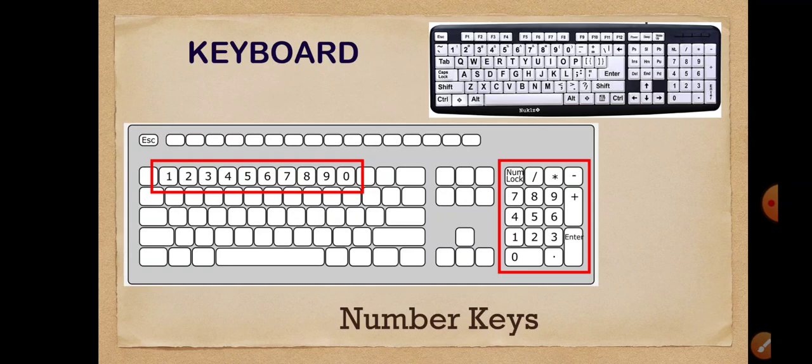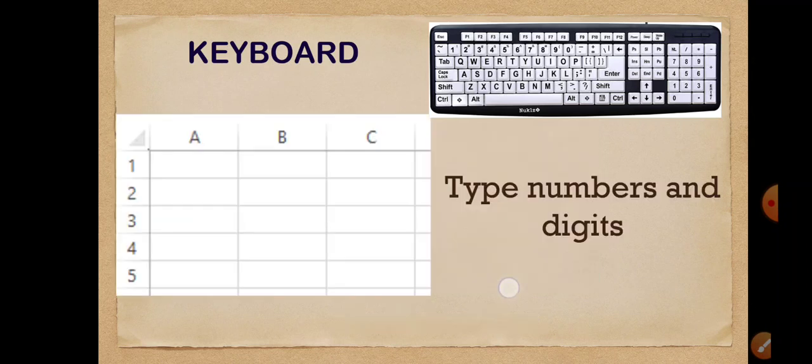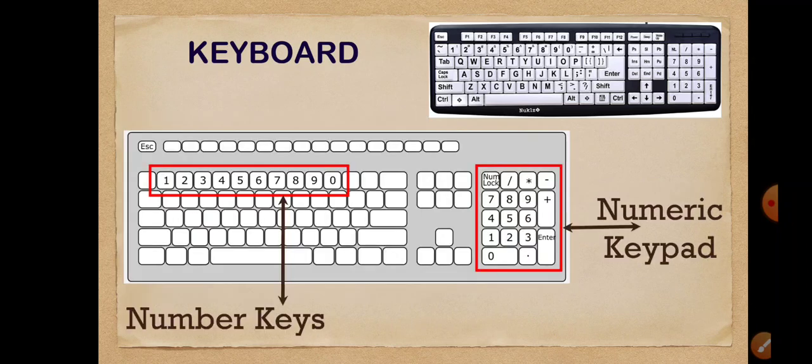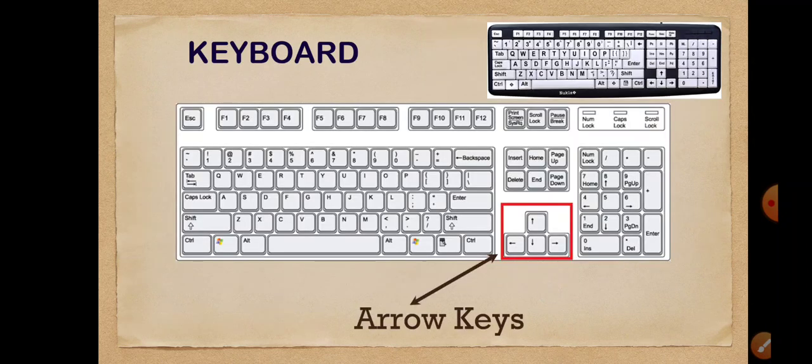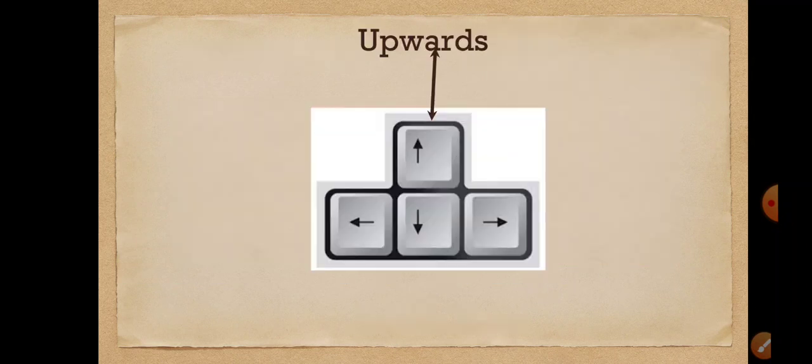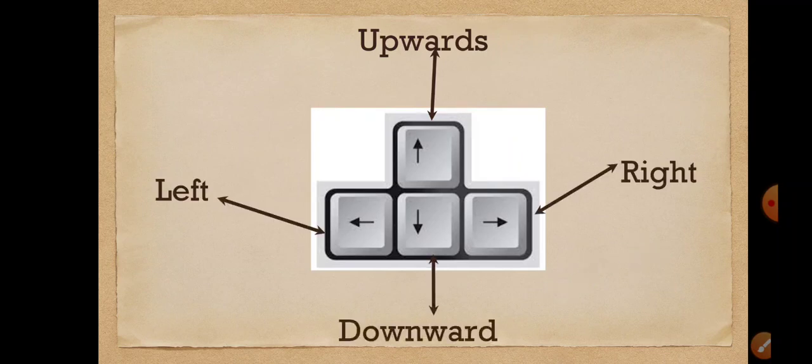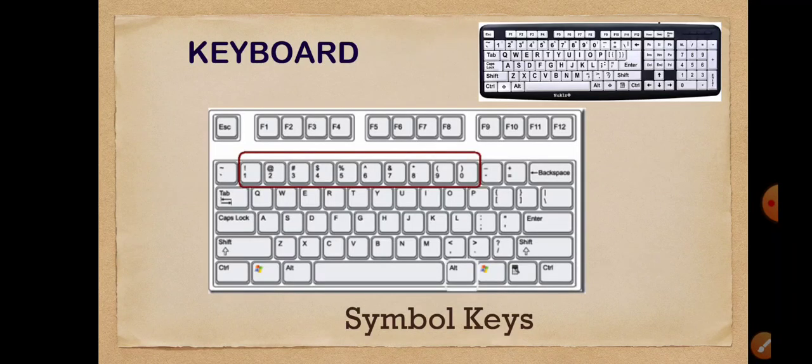Now the second type is number keys, where you can see the numbers printed on them, and these are number keys. We use them for typing numbers when we want to enter any numbers or digits in a computer. Also we have two types of number keys, one the number keys and the second one the numeric keypad on the right side of the keyboard. Other than that, we have arrow keys also on the keyboard, and these are used for moving the cursor upwards, downwards, left and right.